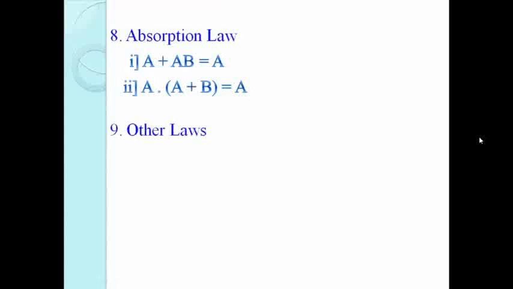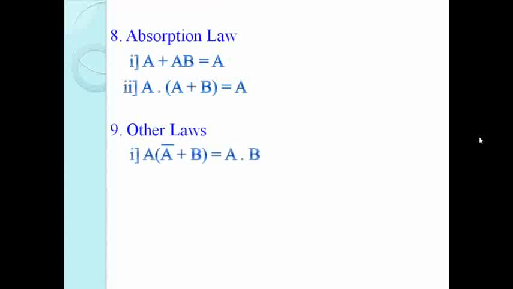Now the absorption law. Again, this is a Boolean law. A plus AB equal to A. A dot (A plus B) equal to A. These are the two laws called the absorption law: A plus AB equal to A, and A dot (A plus B) equal to A.